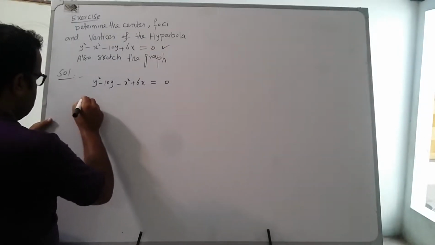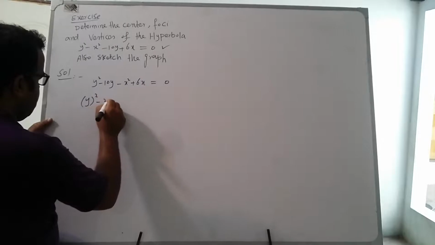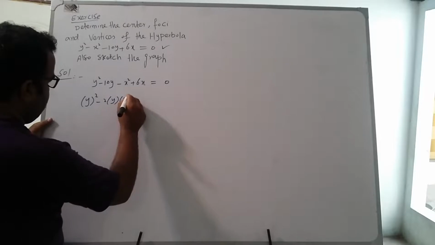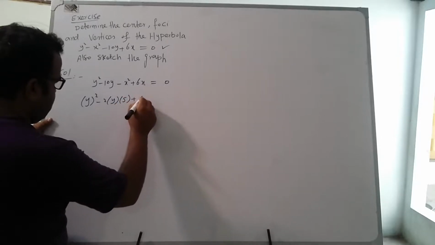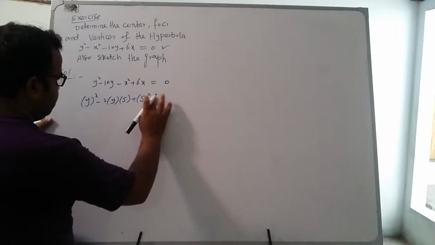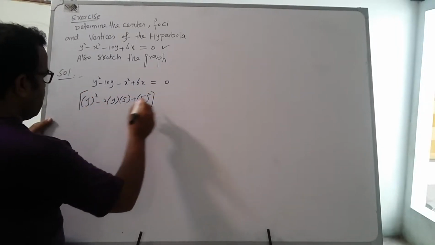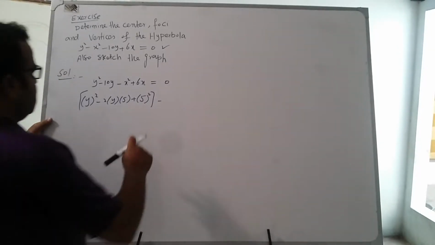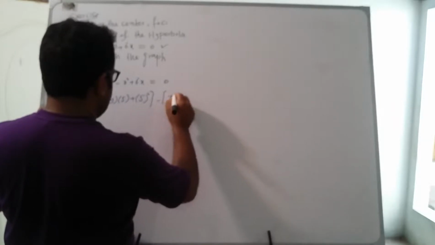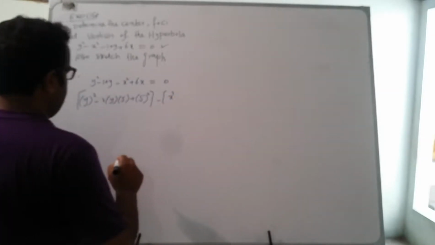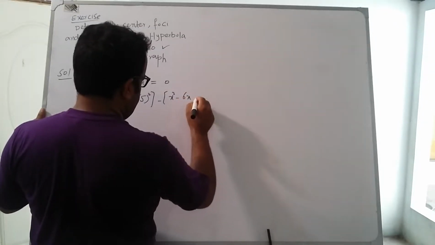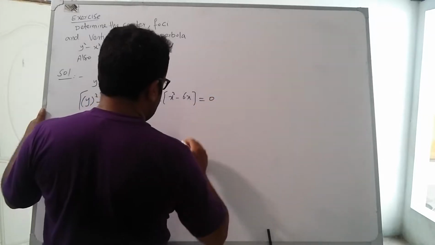Y square minus 10y is the square of y minus 2 into y into 5, then it means that we have to add 5 square on both sides. Minus is common over here. Then it means that it is x square minus 6x is equal to 0.